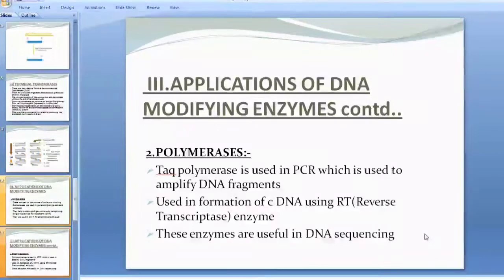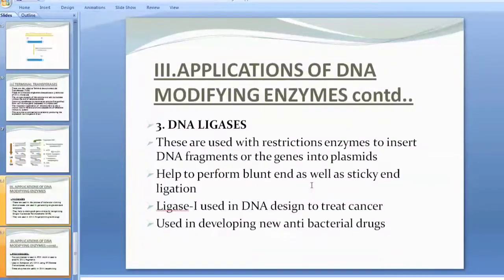Polymerases, as I told, different types of polymerases are there. DNA polymerase 1, 2, 3, 4, like that. And a very important polymerase familiar is the Taq polymerase, from Thermus aquaticus. It is used in PCR technique, which is to amplify the DNA fragments. And these polymerases are also used in formation of complementary DNA by using reverse transcriptase enzyme. And these enzymes are also useful in DNA sequencing.